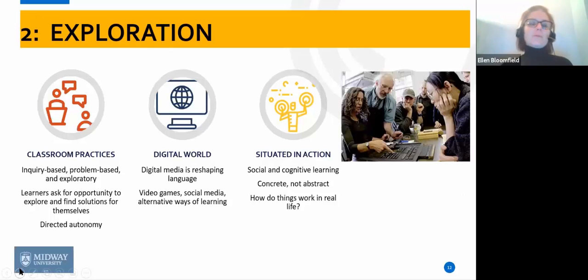Exploration. Exploration is pillar number 2. So we have interaction, and now we know these kids like to explore. I say kids, young adults. Classroom practices reported to engage learners are predominantly inquiry-based, problem-based, and exploratory. Today's learners ask for the opportunity to explore, to find solutions and answers for themselves.